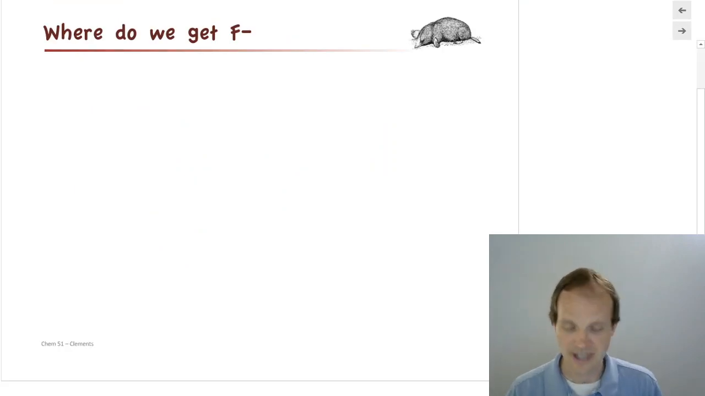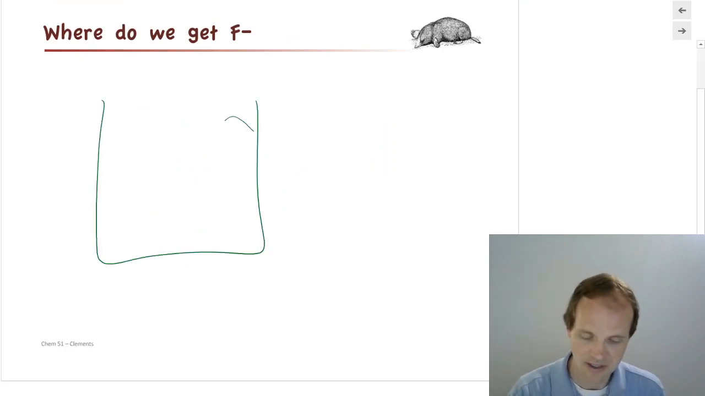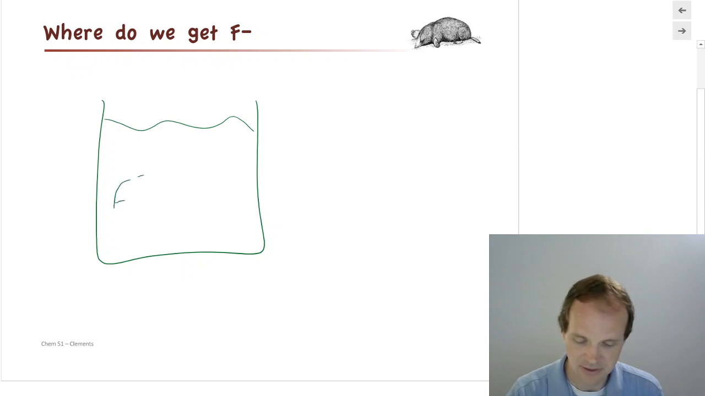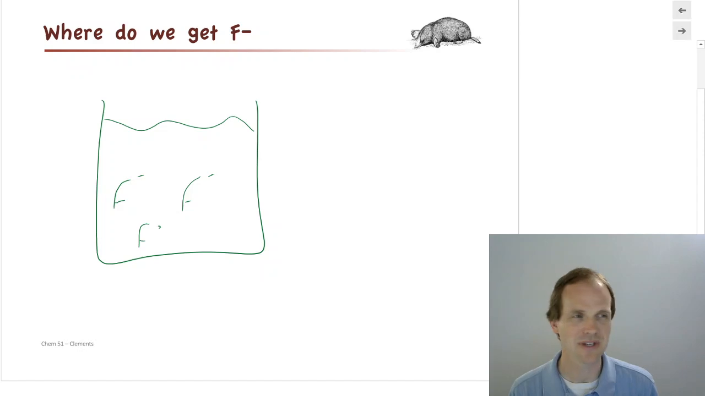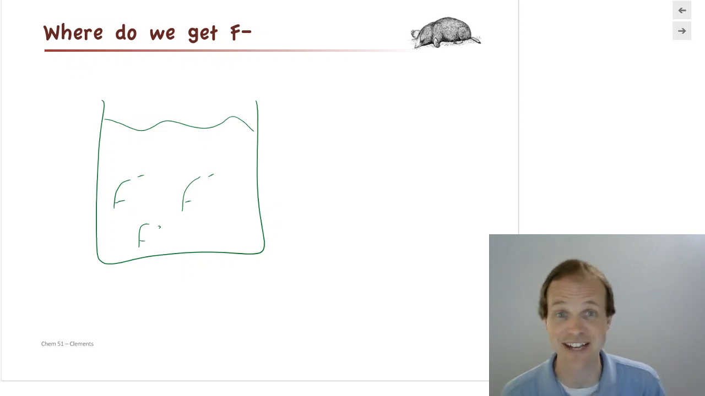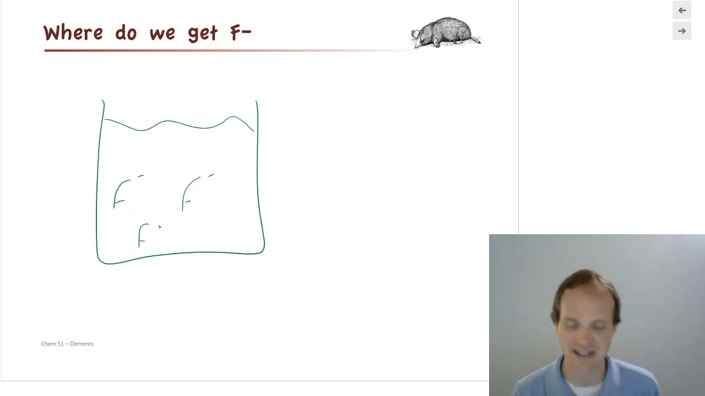Question, where do we get F-? I said, hey, when we were talking about this, let's put together a beaker of F-. But we can't just do that. We can't just put together something with a negative charge, right? Nature always loves balance. In order for that F to take that extra electron, he had to take an electron from somebody. Where did he take the electron from?